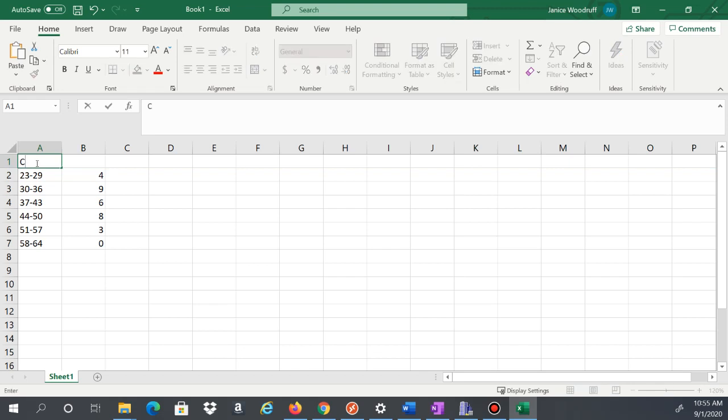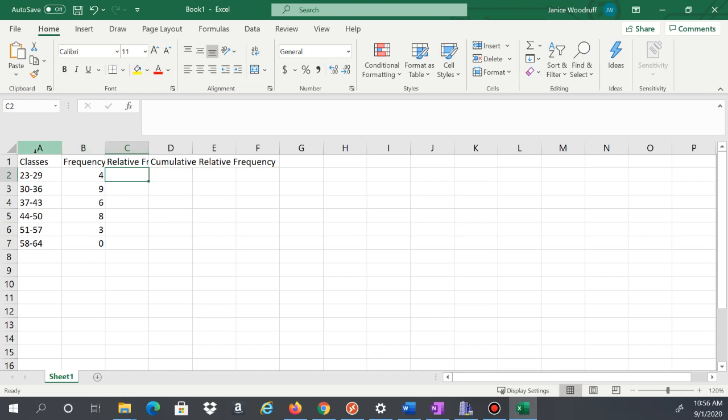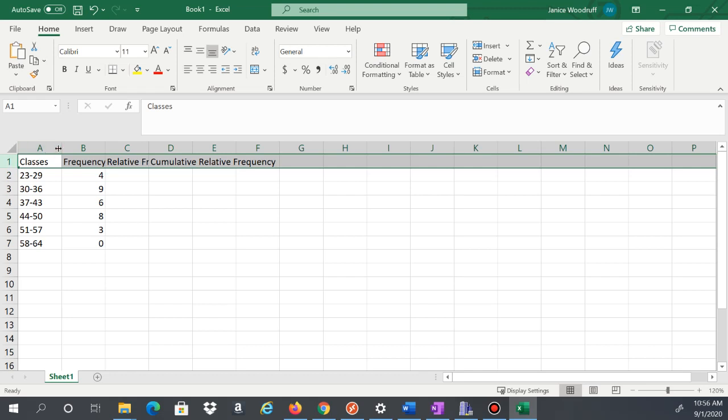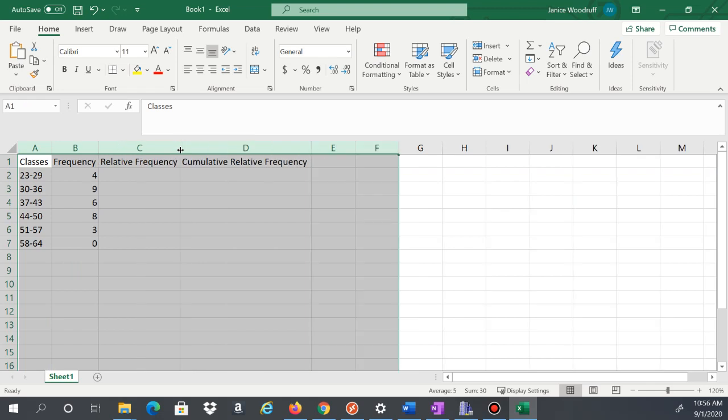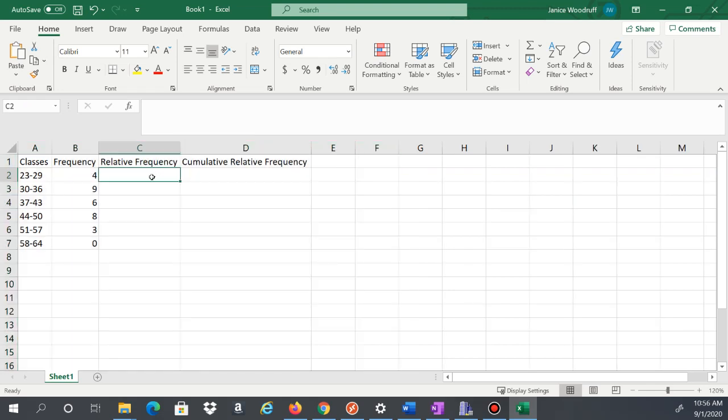So you have your classes, then you have your frequency. Okay, let's do the relative frequency, and then your cumulative relative frequency. And the best way to really get good at Excel is just to play around with it. Like even here, highlight this, and then click where you get that cross arrow. Maybe we go this way. Yeah, highlight these. Then it'll make it nice and big so you can actually see your wording.